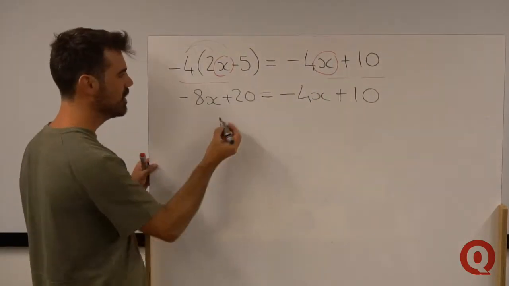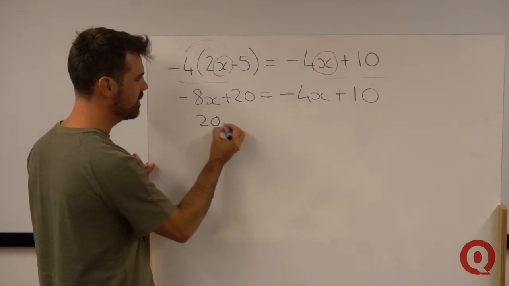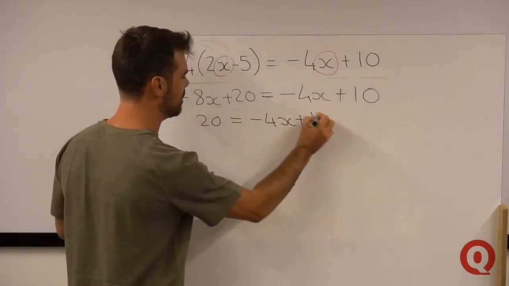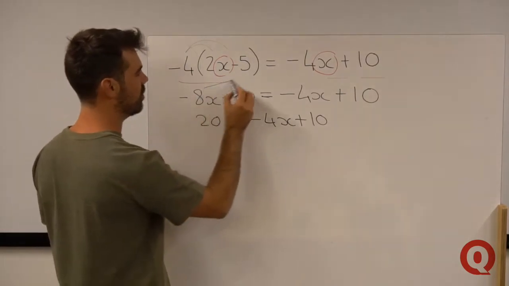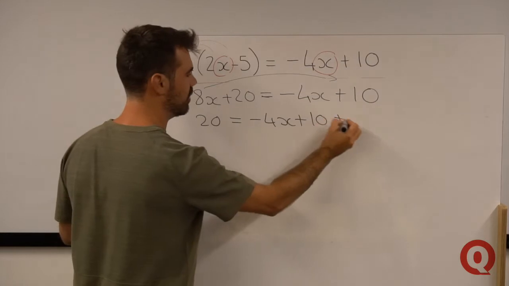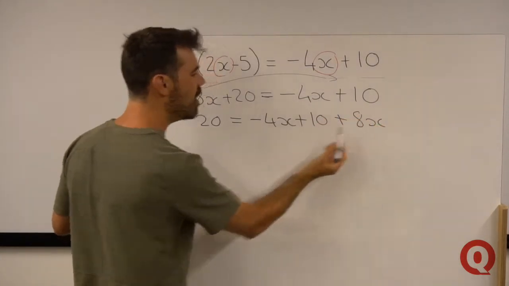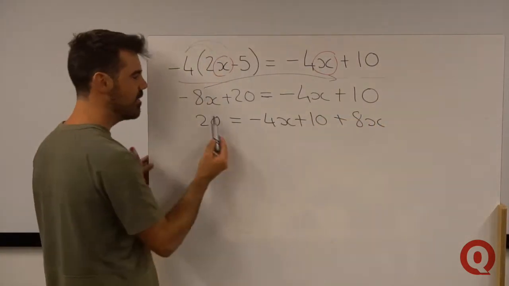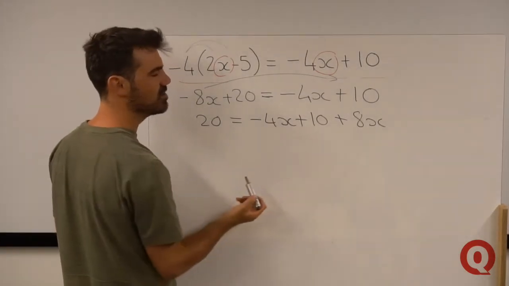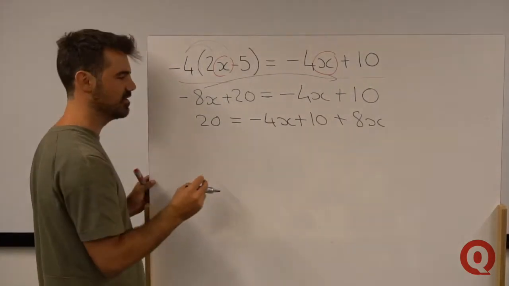So let's try that. So now we're going to leave the 20 on the side. I'm going to go equals -4x plus 10. Now because this is coming across to the other side, it's going over the equal sign, it now becomes a positive 8x. And now you might understand what I was trying to say is that by bringing this over, the 8x and the -4x will give me a positive 4x. So it's keeping that x positive.